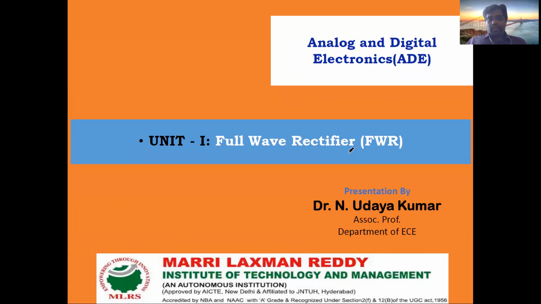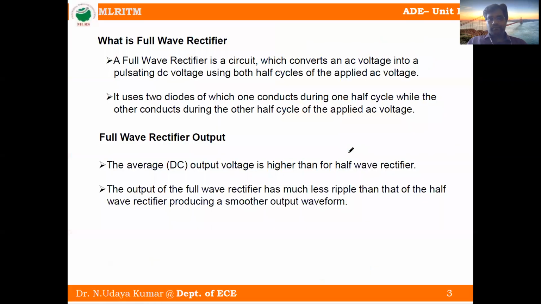Today our topic is full wave rectifier. So what do you mean by full wave rectifier? Full wave rectifier is a circuit which converts AC voltage into pulsating DC voltage using both half cycles of applied AC voltage. So this is called a full wave rectifier.